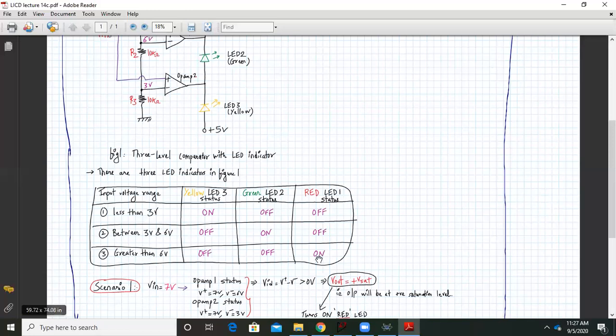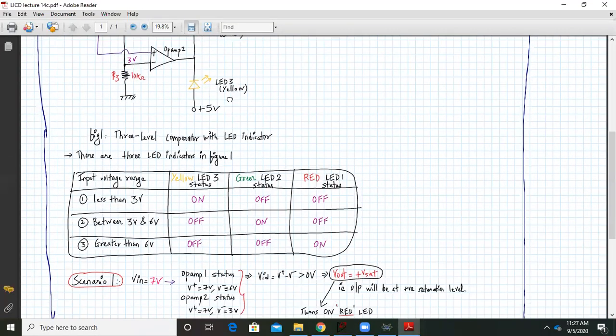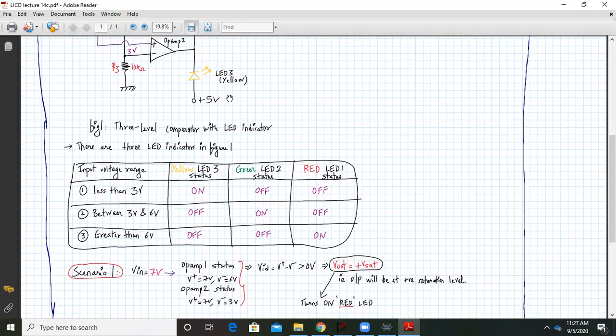So this is the table. Only one LED will be on at a time. So y'all can refer to this table. I'll keep it for 5 seconds. You can pause the video and observe it also.